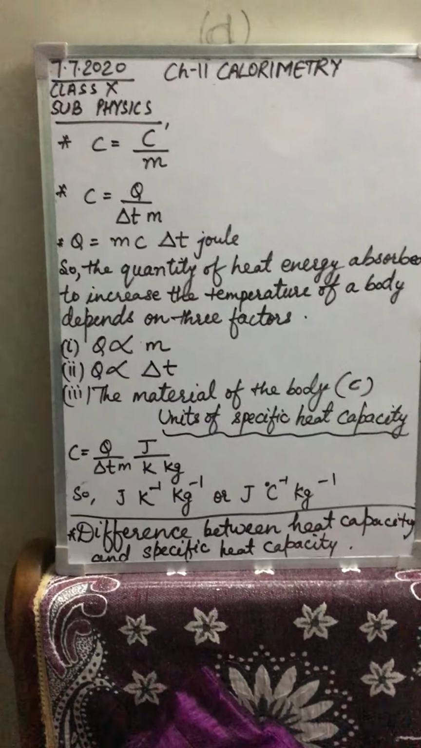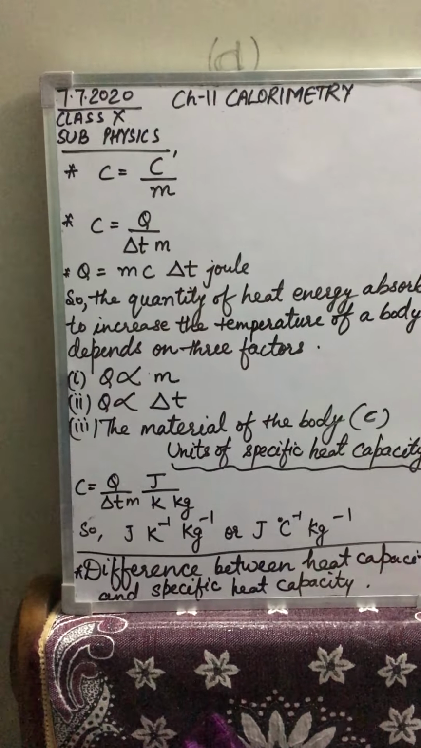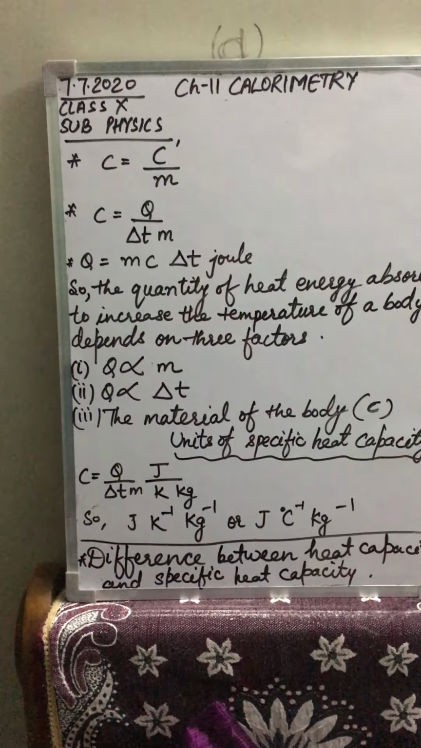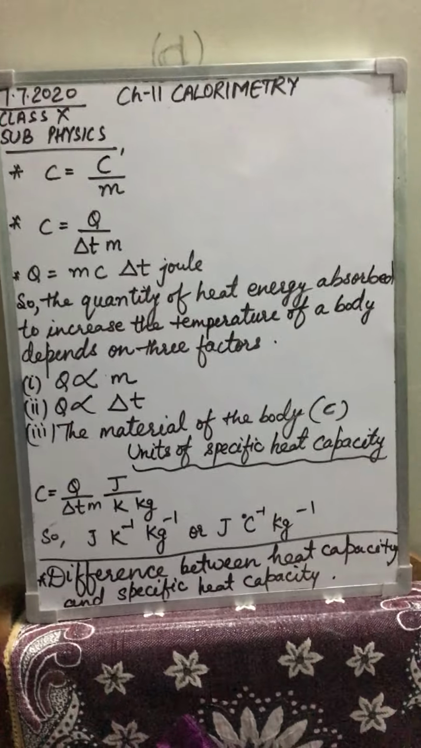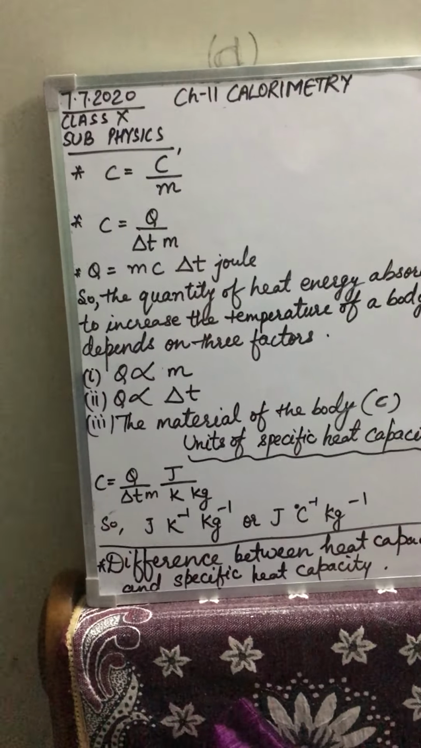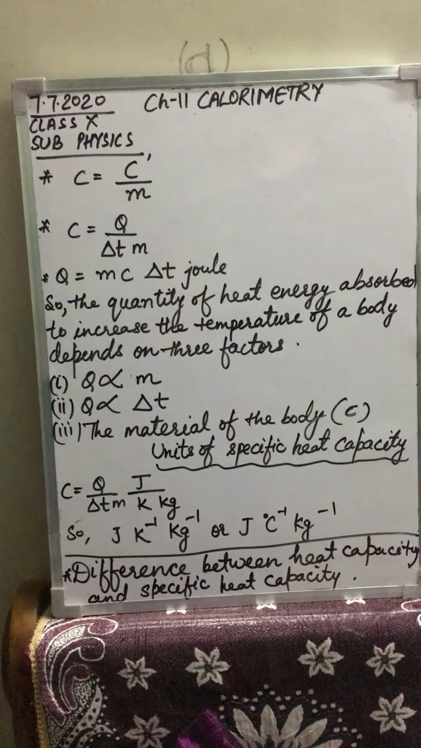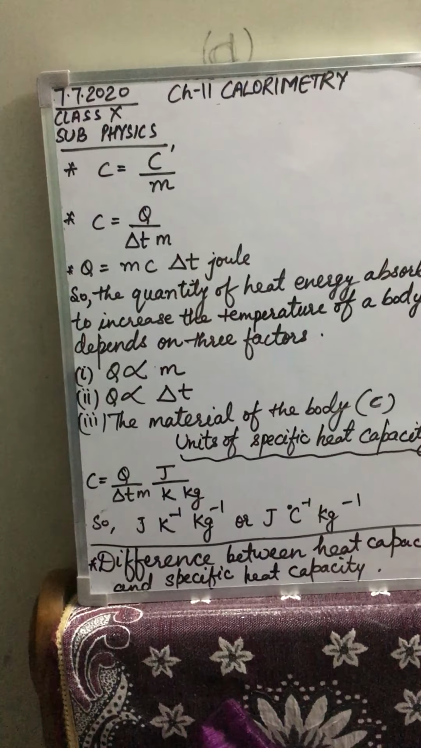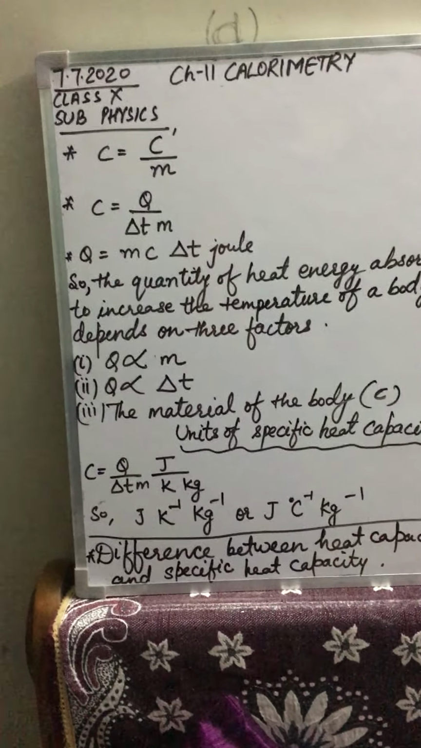See, children, in the last video, we had discussed the heat capacity and the specific heat capacity. I'm just doing the recapitulation of the part which we have studied. Okay. Now, small c, the first formula which I have written on the board, is small c equals C dash by m, where small c is the specific heat capacity of the body and C dash is the heat capacity of the body divided by mass.